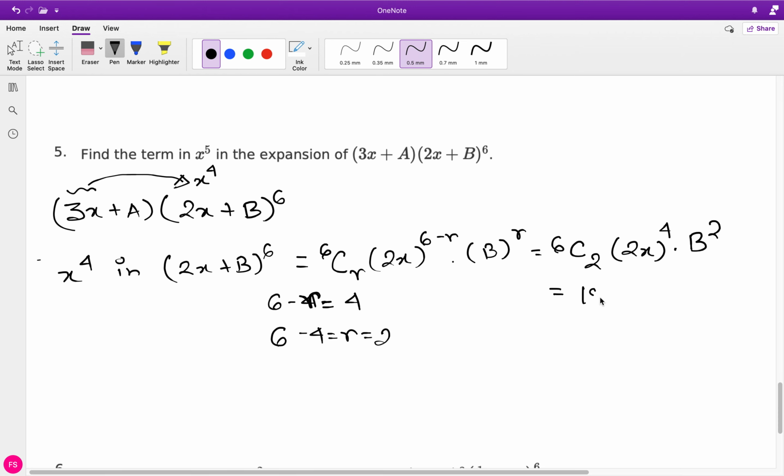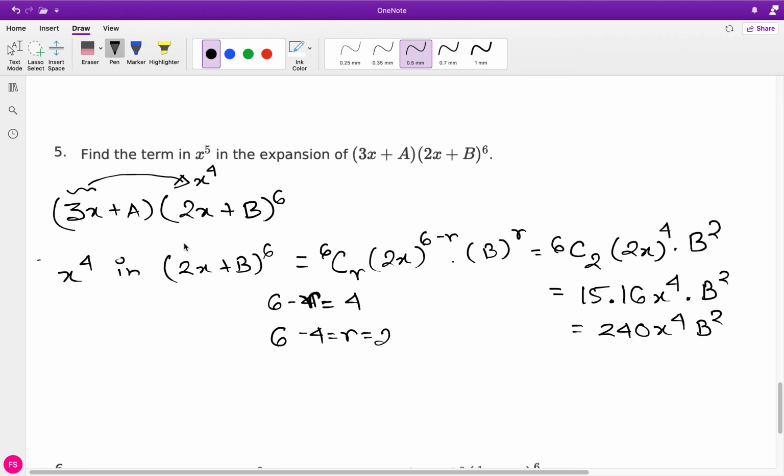6C2 will give you 15. 2 to the power of 4 is 16. x to the power of 4, and then you also have b squared. This will give me 15 times 16, which is 240, times x to the power of 4, and then b squared. This is my one possibility.